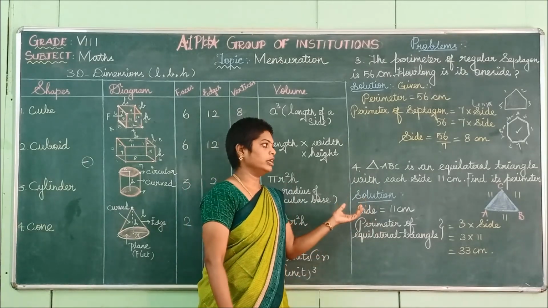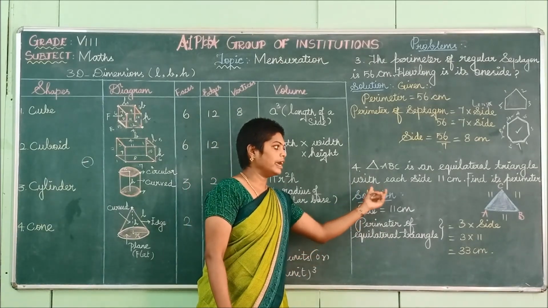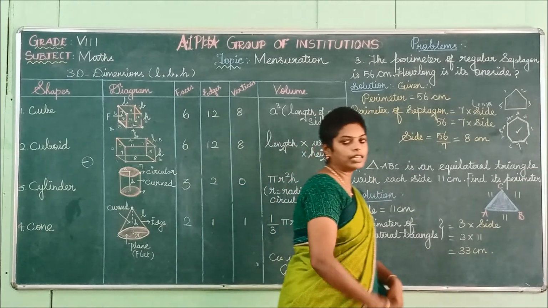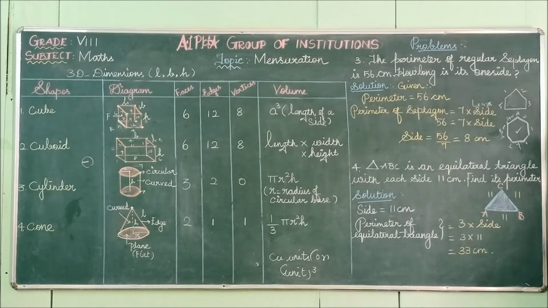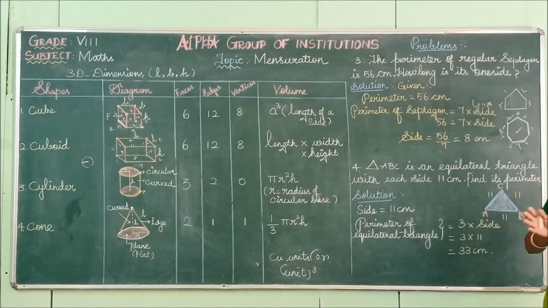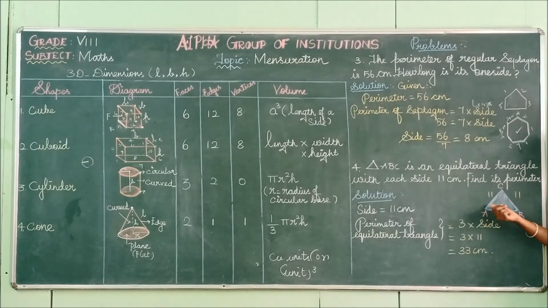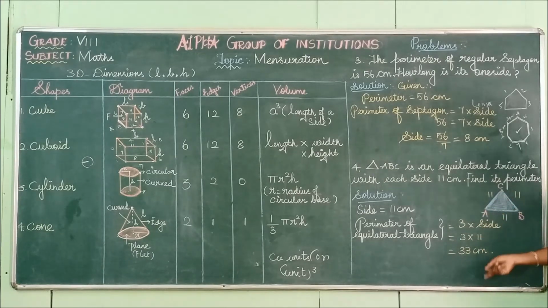In this question, they asked only an equilateral triangle, with each side 11 centimeters. So in an equilateral triangle, all the sides will be equal. So each and every side you can take as 11, 11, 11. Find its perimeter. What is a perimeter? Perimeter means the sum of all sides of the triangle. So here we have to sum all the values, or else write the formula like this: 3 into side, because our 3 sides are similar. What is the side value? Side value is 11. So 3 into 11 is nothing but 33.